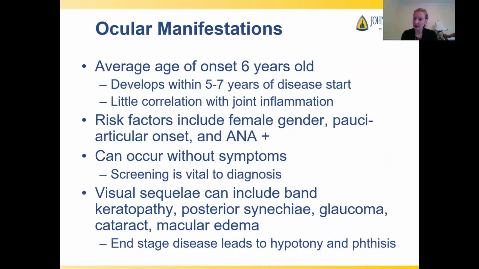The eye can be inflamed with quiescence of the joints. So it's a disparate disease where various parts of the body can be inflamed independently at any time. Risk factors include female gender, pauciarticular onset, as we talked about, and ANA positivity. Ocular symptoms are sometimes few and far between, so screening is vital to diagnosis, because without it, visual sequelae, including band keratopathy, posterior synechiae, and macular edema, can lead to end-stage disease of hypotony and phthisis bulbi.